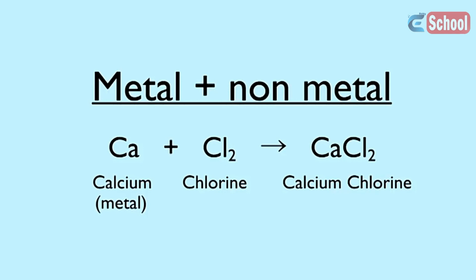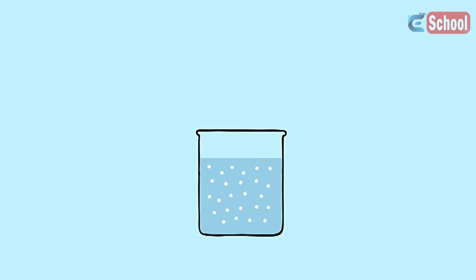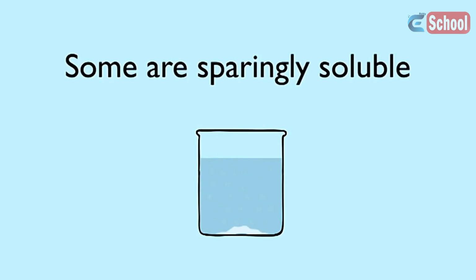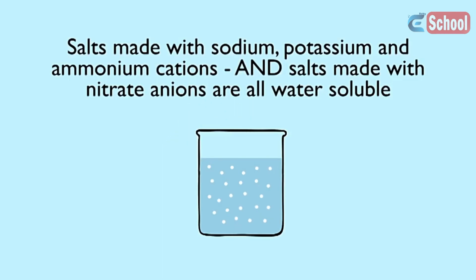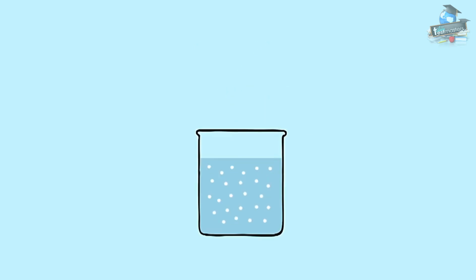All of these salts are soluble in water, but some salts are highly insoluble, and some are what we call sparingly soluble, meaning only a small amount can dissolve and the rest stays as crystals. Salts made with sodium, potassium and ammonium cations, and those made with nitrate anions are all water soluble. But most salts made with carbonate anions are water insoluble. Salts dissolved in solution have an important property, the ability to conduct electricity, and we call them electrolytes.